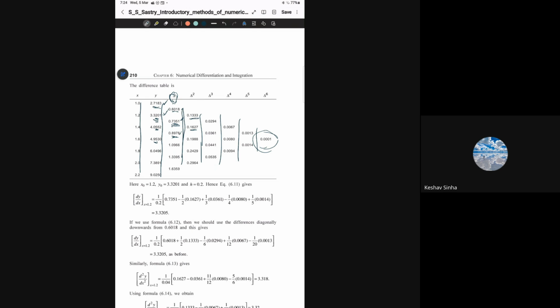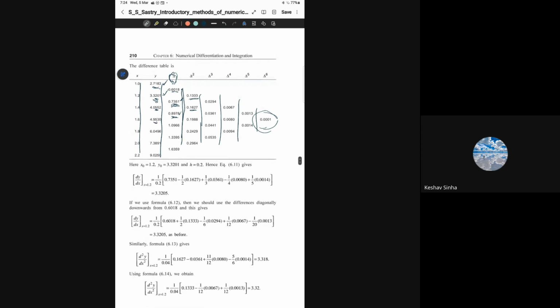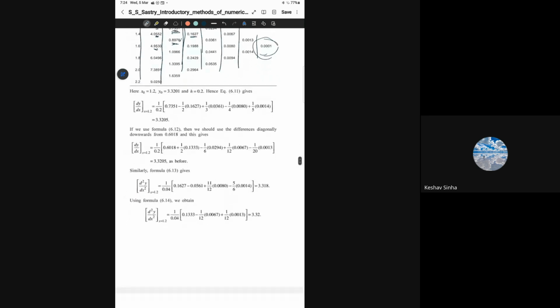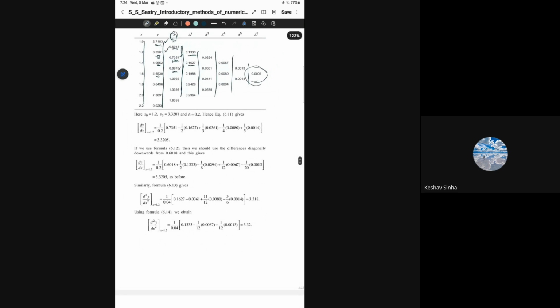So x equal to 1.2, dy by dx at x equal to 1.2, you get this much. So d square y by dx square, again, you get this value. So this is how, by Newton's forward difference, you can get the derivative.